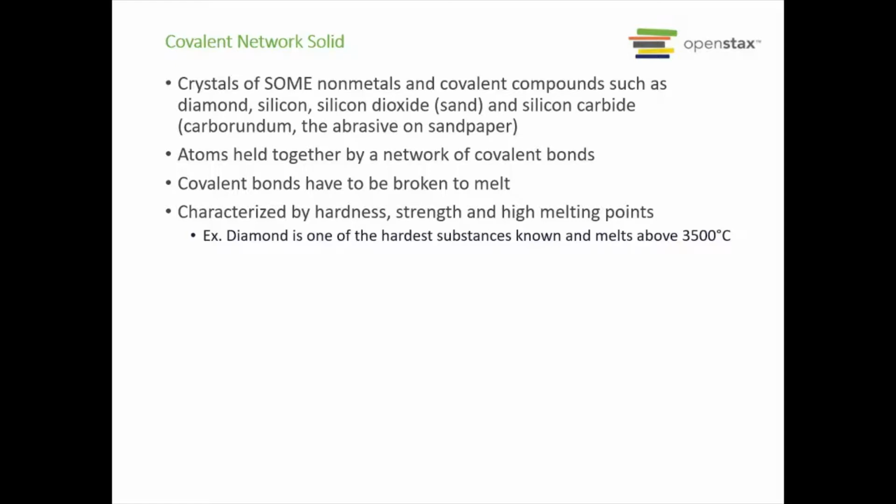To melt a covalent network solid, you have to actually break covalent bonds, so it takes a good amount of energy. These covalent network solids are hard; we characterize them based off of how hard they are, how strong they are, and what temperature they melt at. Diamond is one of the hardest substances known. Everyone wants a chainsaw or whatever that has diamond in it because it's great at scratching and cutting. It melts above 3,500 degrees Celsius, so it melts kind of like an ionic solid, with a very, very high melting point.